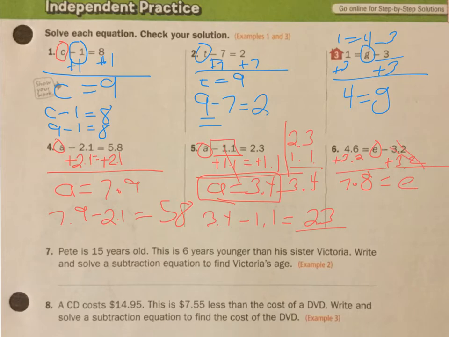So then I put 7.8 minus 3.2. And when I do that, I get 4.6. So it works. Yay. E is 7.8. These are fun. I can always get my variable all alone, and so then I know what it is, and then I check it. Okay, let's move to the more difficult ones.